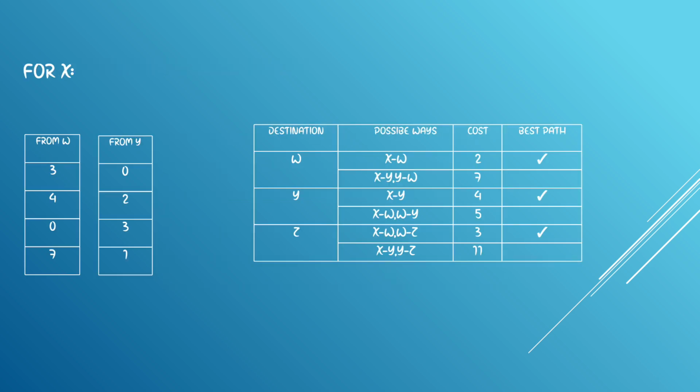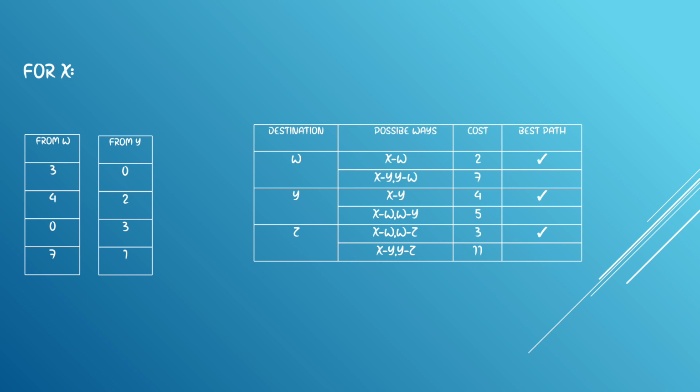And for X, it is connected with W and Y. So we are taking the values of W and Y. For X to W, there are 2 possible ways: X to W 2, and X to Y, Y to W 7. The best path is X to W, cost 2. For Y: X to Y cost 4, and X to W, W to Y cost 5. Best path is X to Y, cost 4.